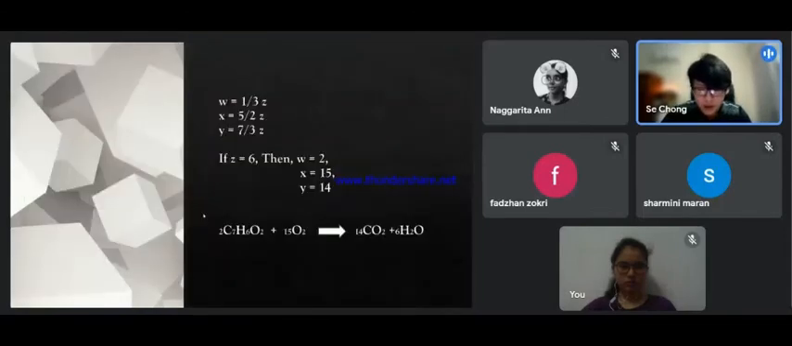After we calculate everything, we get W equals 1 over 3 Z, X equals 5 over 2 Z, Y equals 7 over 3 Z. If Z equals 6, then W equals 2, X equals 15, and Y equals 14. Then the chemical equation is 2C7H6O2 plus 15O2 equals 14CO2 plus 6H2O.